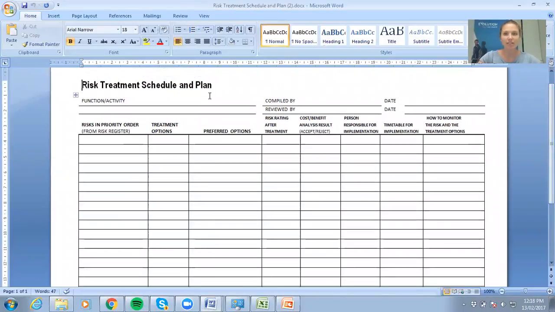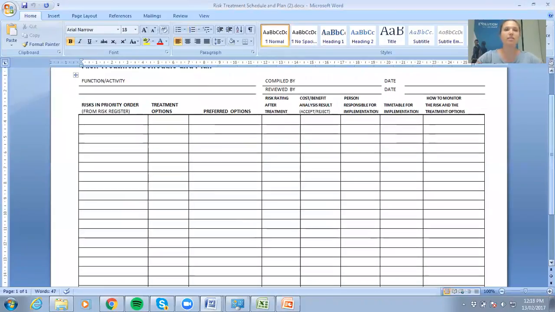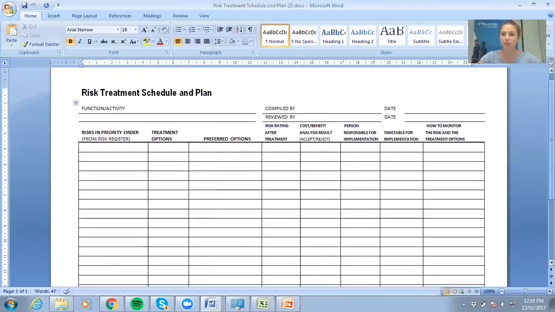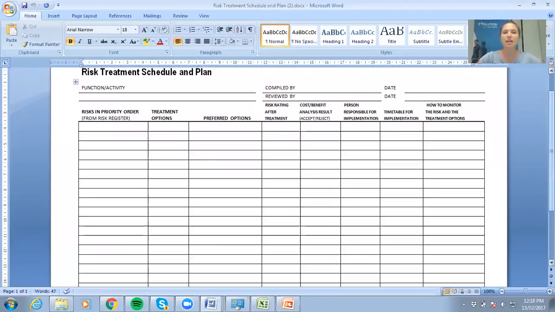So again, fill out the top section in terms of your charity event, who it's compiled by, which will be yourself, and your date. This is where you're going to think of as many risks as you can associated with your event, using the first column here, risks in priority order from your risk register. So taking the risks that you've identified first off in your risk register and putting them into this template, ensuring that both this template and your risk register, you've thought of as many risks as you can.